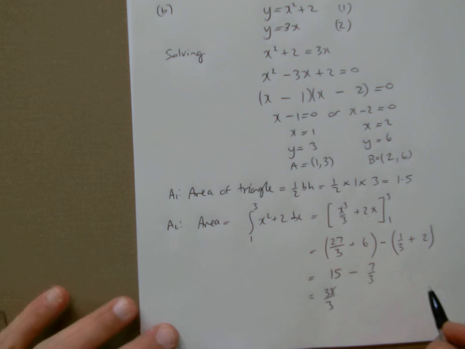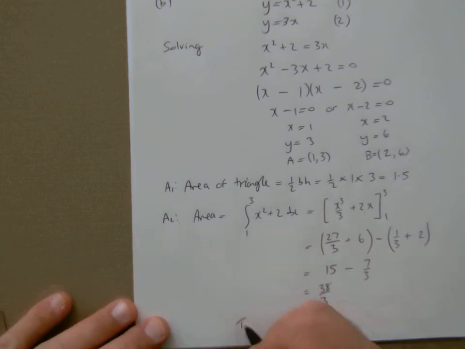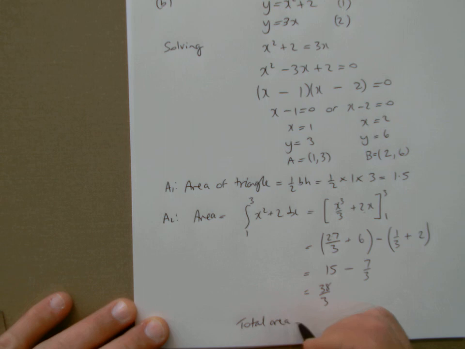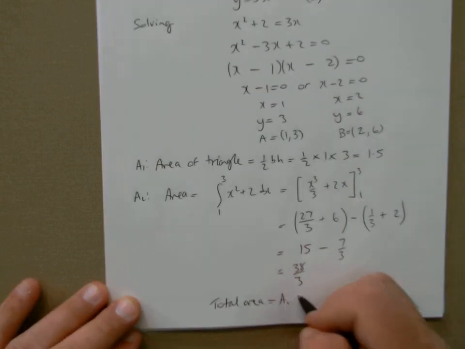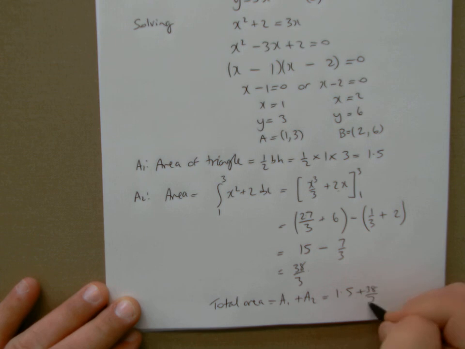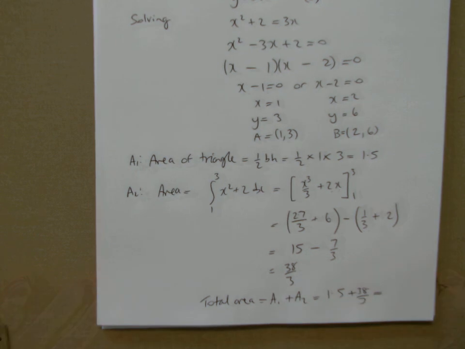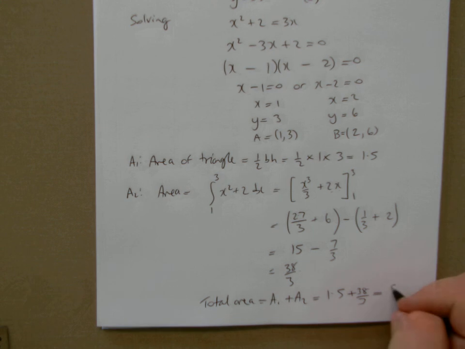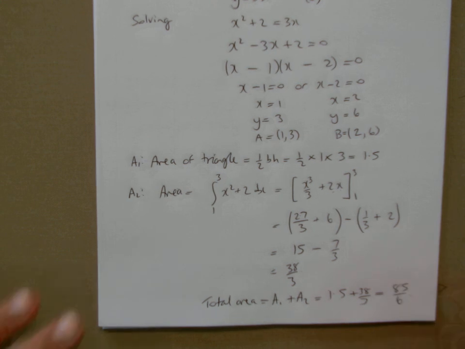So to get then the total area, don't forget it'll be the two combined, A1 and A2. So that'll be 1.5 plus 7 over 3. So we can leave that then as a fraction. Comes out to be 23 over 6. Okay?